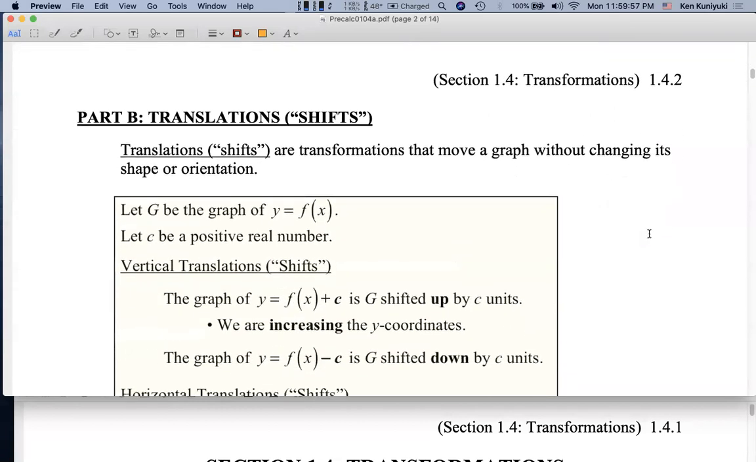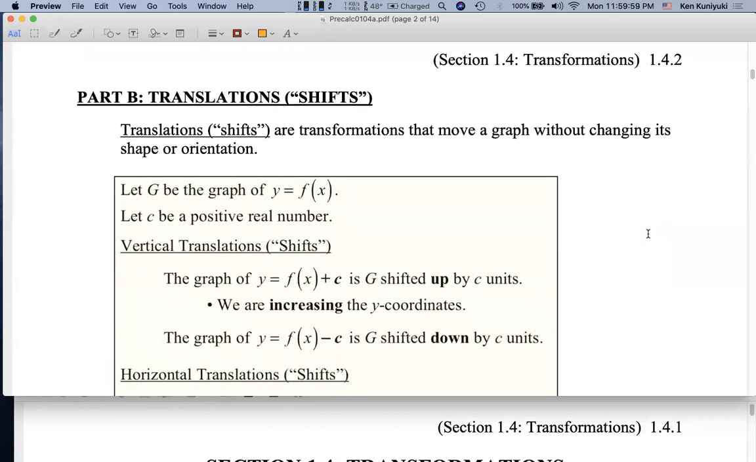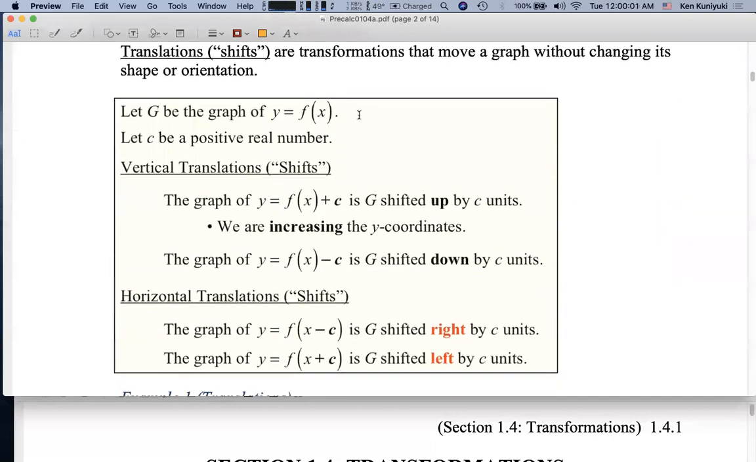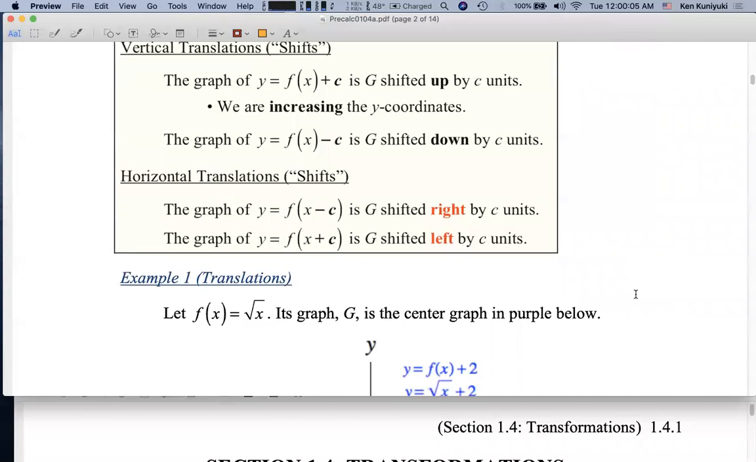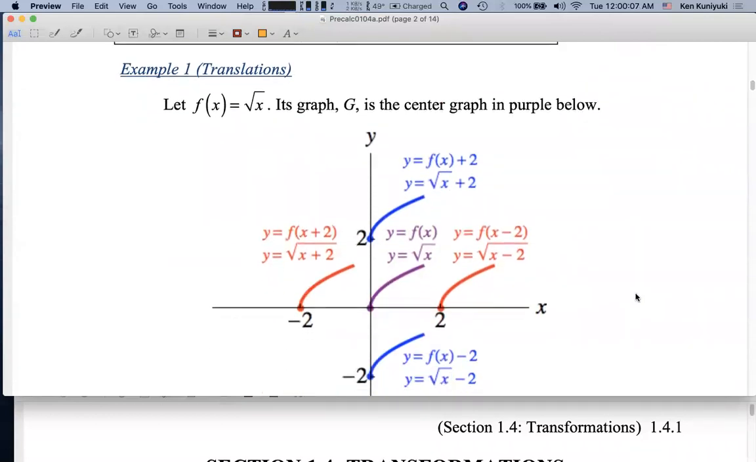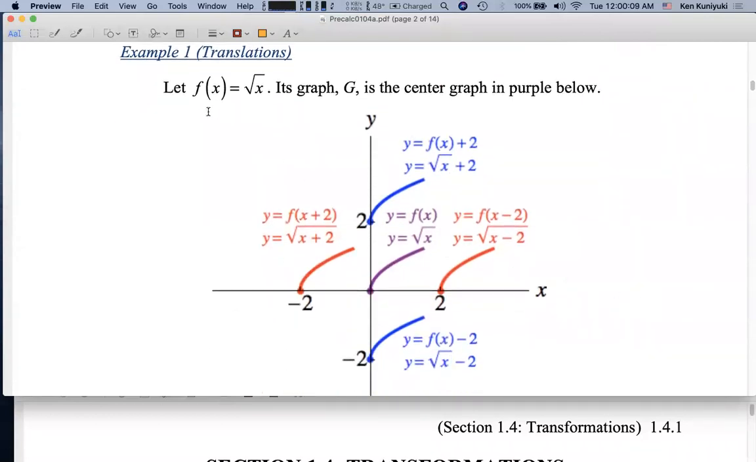Our first set of transformations will be translations or shifts. You see the details here in this box, but these shifts are best explained through examples. For example, let's take a look at the basic graph y equals the square root of x. That's from our gallery. That's that purple graph in the center here. We're going to consider various translations or shifts of that graph, and we're going to see the corresponding transformed equations.